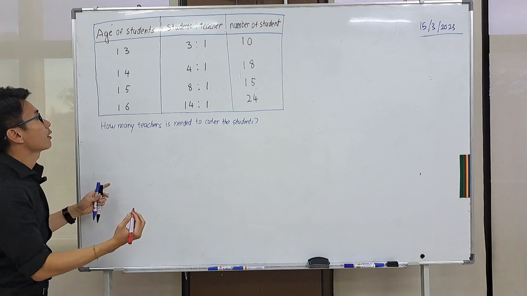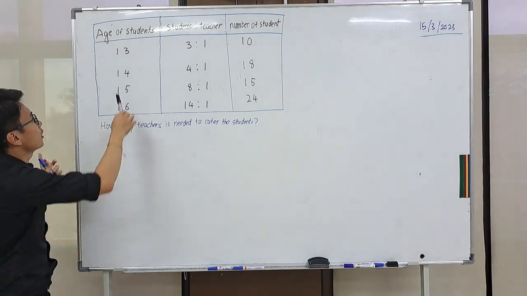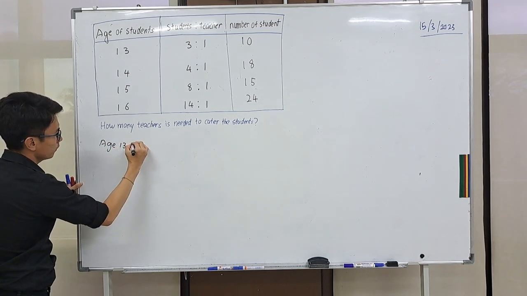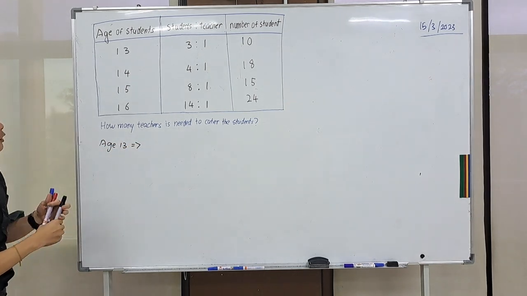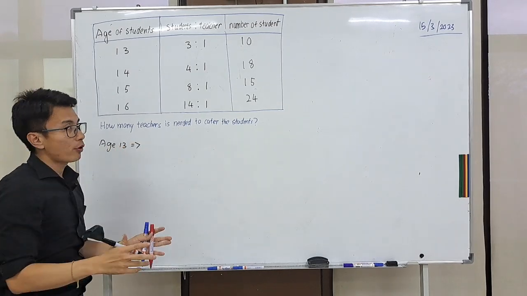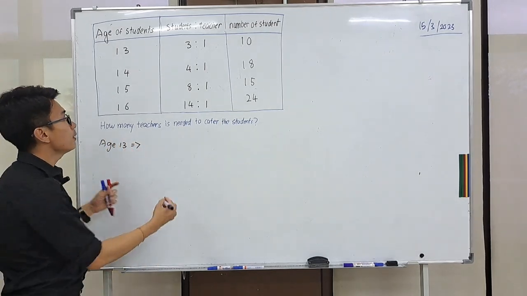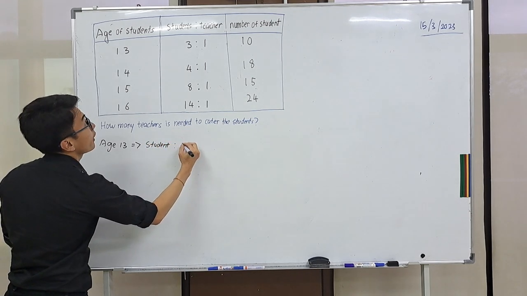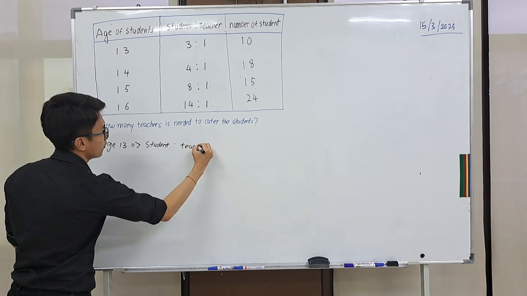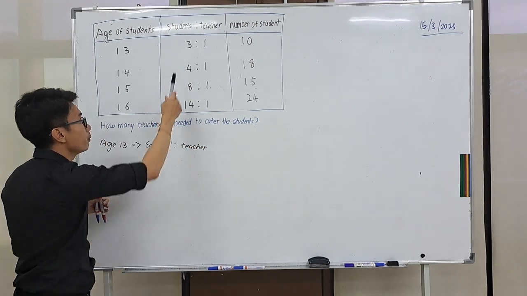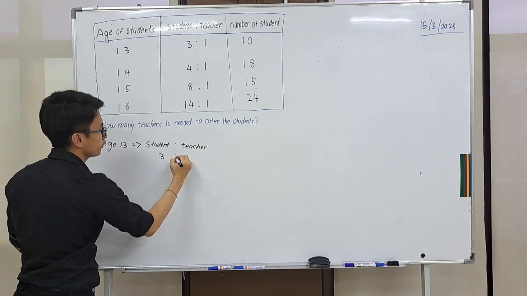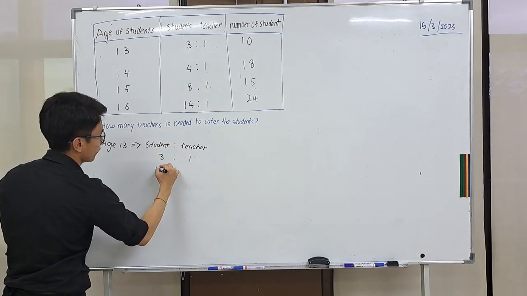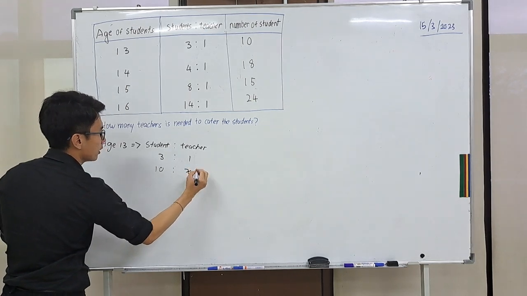Okay, so let's do our calculation. First, we can start with the first group, the age 13. Whenever I want to start a ratio question, I will use my table. So I have my students, and I have my teacher. My ratio is 3 to 1, and the number of students here is 10. And how many teachers do I need?